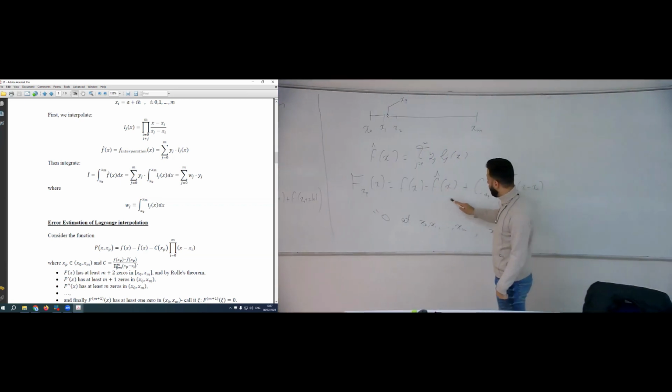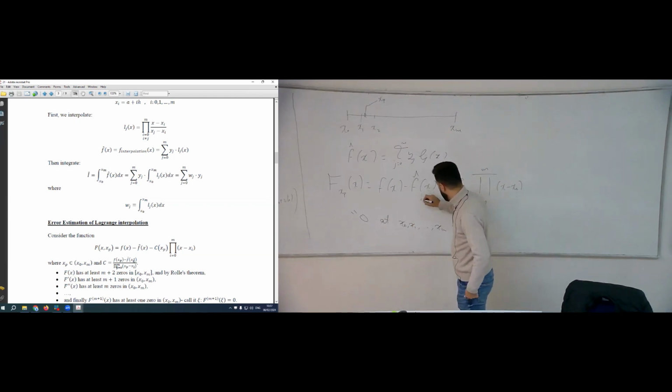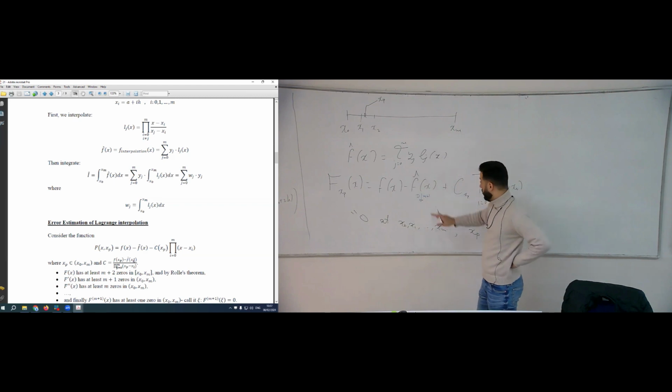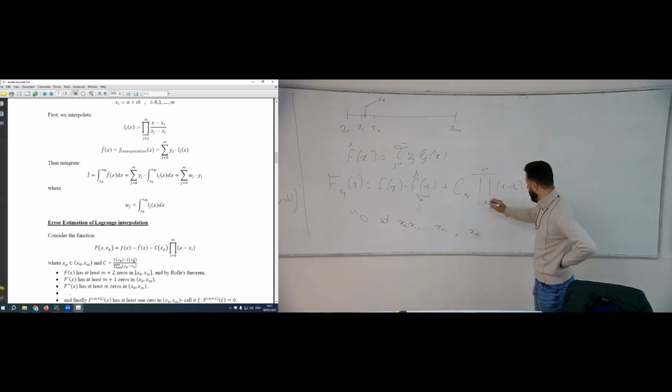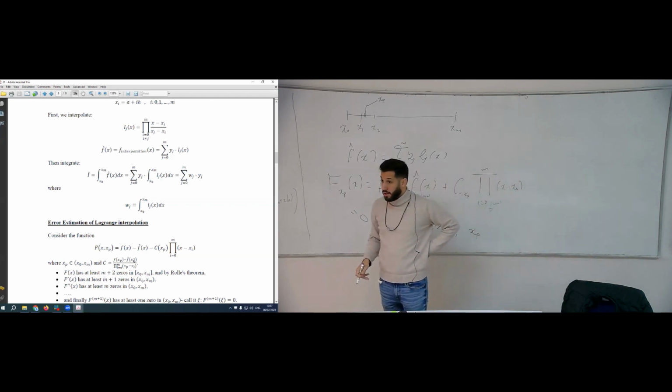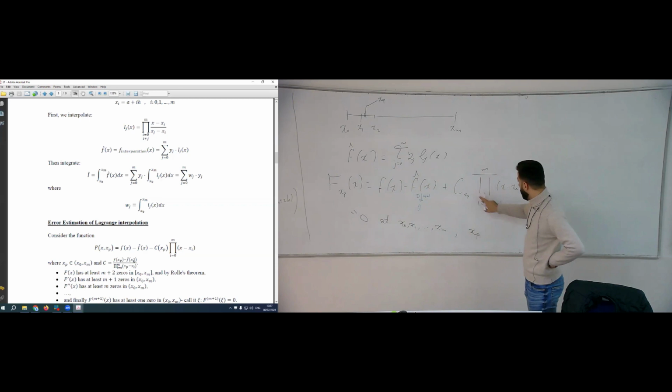What is the m plus 1 derivative of this? It is 0, since this is a polynomial of order m. And what is the m plus 1 derivative of this? This is a polynomial of order m plus 1, multiplied by what? I'm asking about this: m plus 1 factorial. Okay.